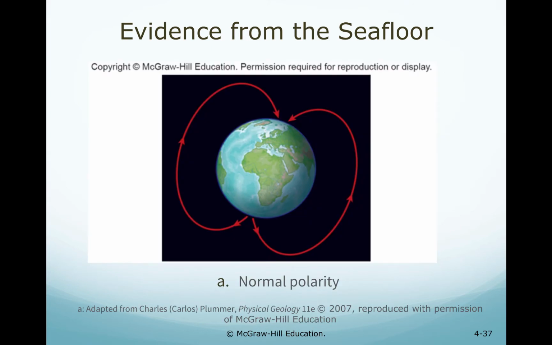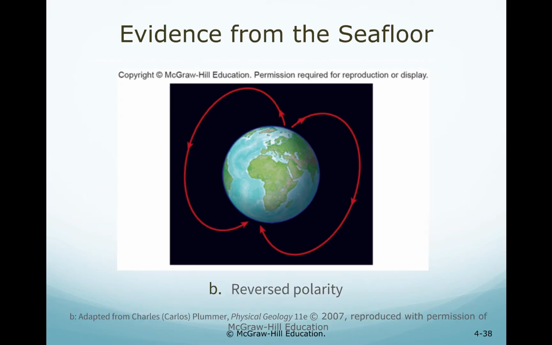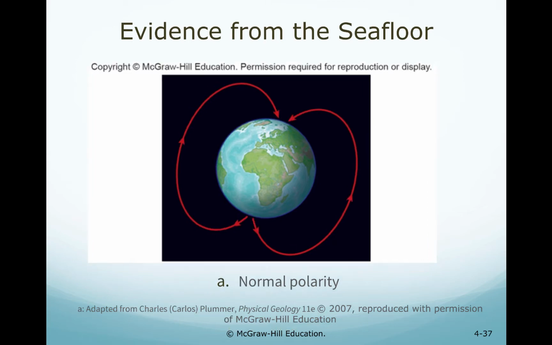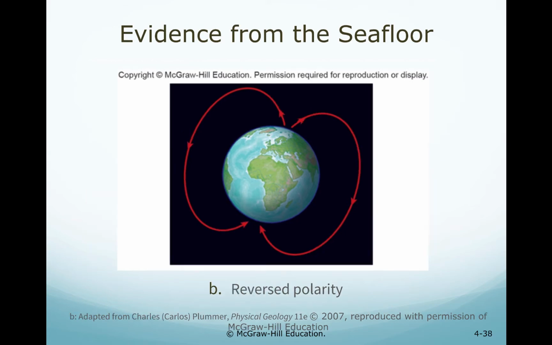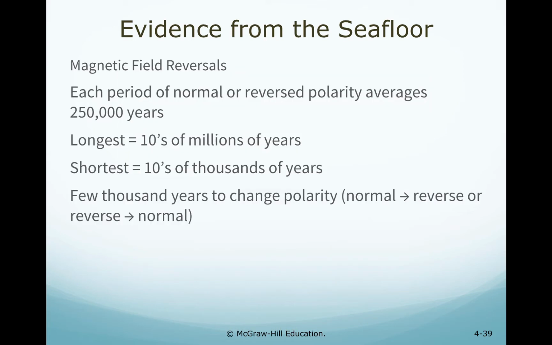This is the normal polarity of Earth. Earth is a big giant magnet. Notice that this is the reverse polarity. See, the arrows are pointing from the south to the north, and here they're pointing from the north to the south, which does occur every so often, and that's called the reverse polarity.